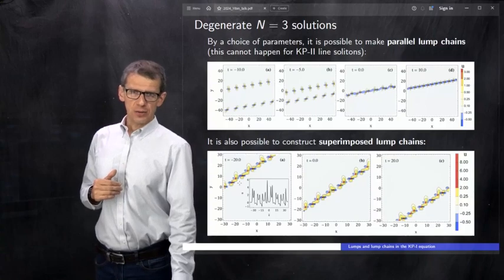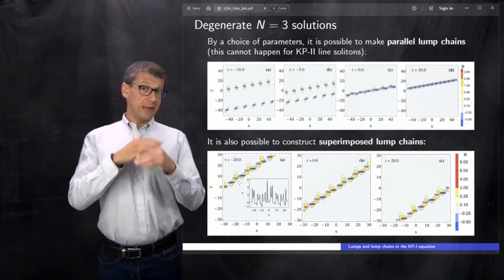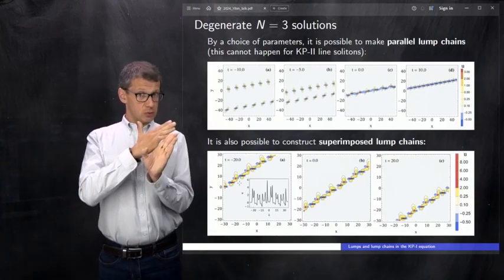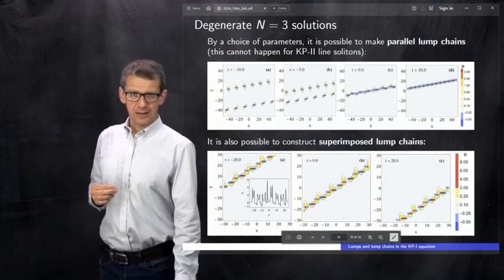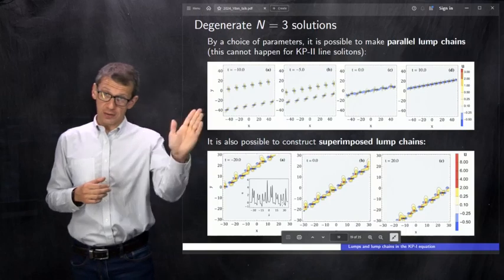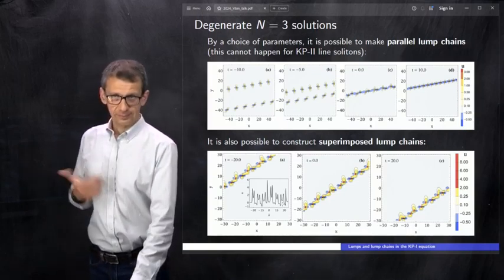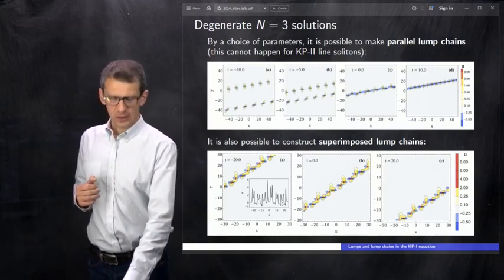And you can also take two lump chains which are parallel and have the same velocity, so you can superimpose one on the other. And so what this looks like is going to be a kind of a quasi-periodic solution along the chain, which also has no analogs in KP2.